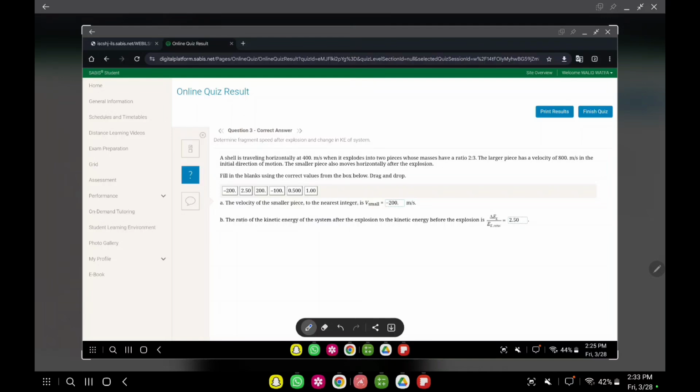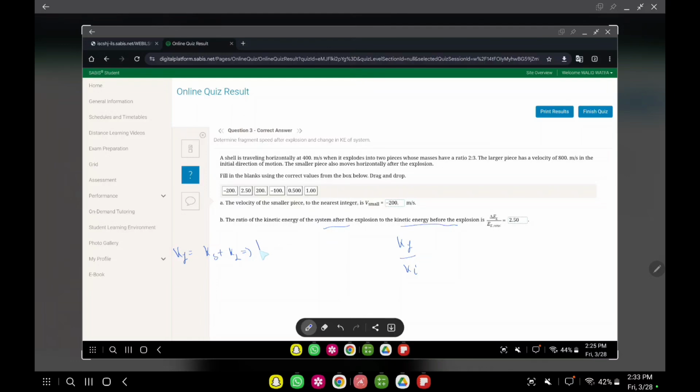Very, very easy to find the ratio. So they want us to find the ratio of kinetic energy final to the initial. So basically we just need to find the final energy and initial energy and divide them. How do we find Kf? We have a small shell and a big shell, so it will be kinetic energy of the small shell plus kinetic energy of the large shell.